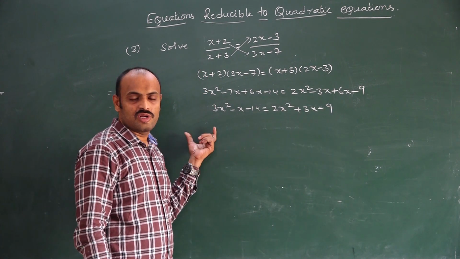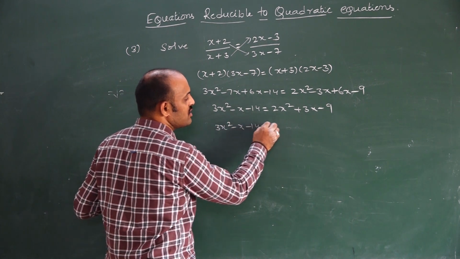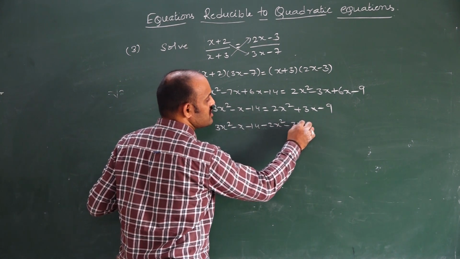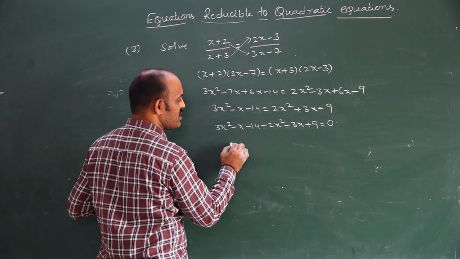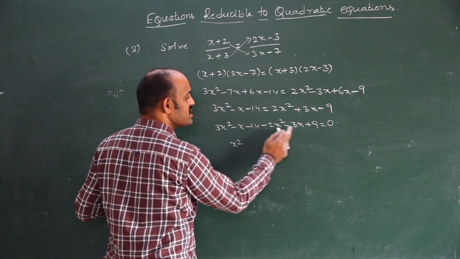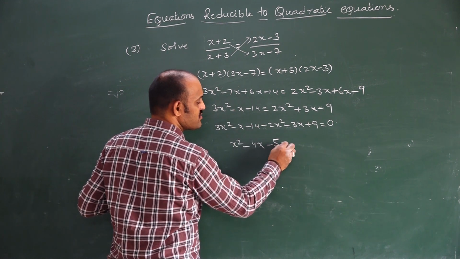Transpose all the terms to the left hand side. 3x square minus x minus 14 minus 2x square minus 3x plus 9 is equals to 0. 3x square minus 2x square, x square. Minus x minus 3x, minus 4x. Minus 14 plus 9, minus 5 is equal to 0.